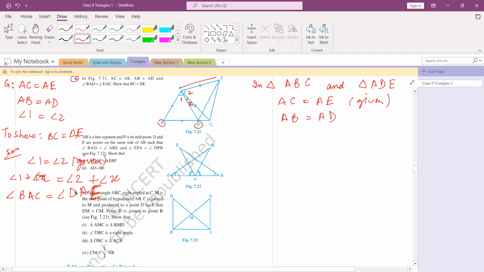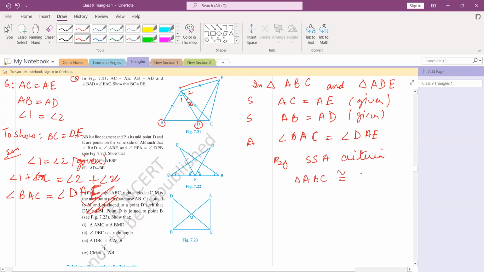Now we have shown that one angle is equal, so we will use this: angle BAC is equal to angle DAE. This is also given. So you can see there is one side, another side, and one angle. Which criteria does it become? By SSA criteria the two triangles are congruent. So triangle ABC is congruent to triangle ADE.